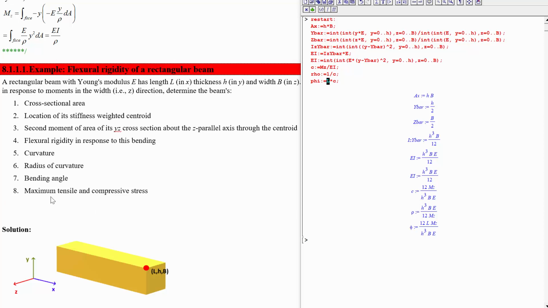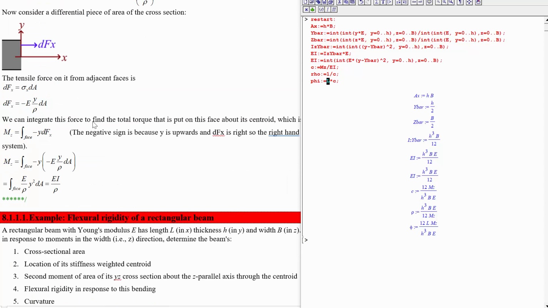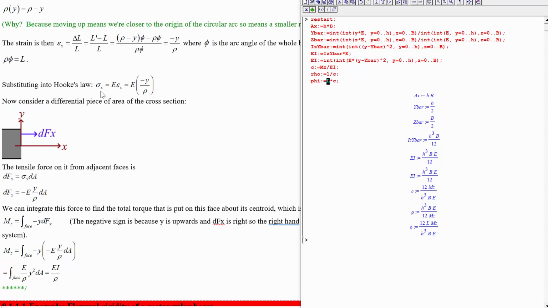Next up, let's look for the maximum tensile and compressive stress. Okay, this is going to rely on going back to this proof that we had earlier, where we said that the stress was the stiffness times the displacement from the neutral axis divided by rho, or displacement times c. So this tells us that the maximum stress, whether it's tensile or compressive, depends on whether moment is positive or negative. Let's assume that Mz is actually positive.